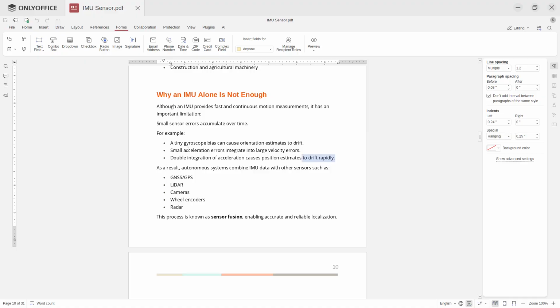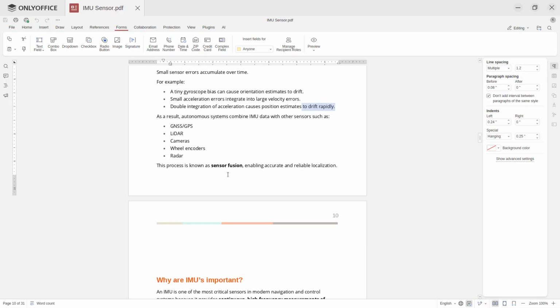This is actually very important, and I think people should keep this in mind: using an IMU alone is not enough. As a result, autonomous systems combine IMU data with other sensors such as GNSS, GPS, LiDAR, cameras, wheel encoders, and radar. This process is called sensor fusion, enabling accurate and reliable localization.